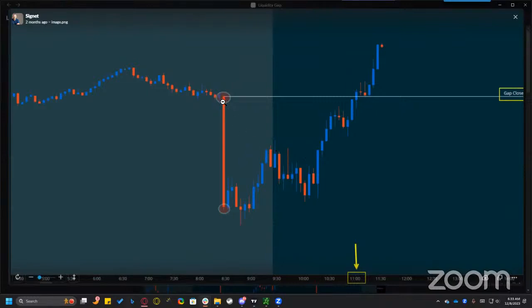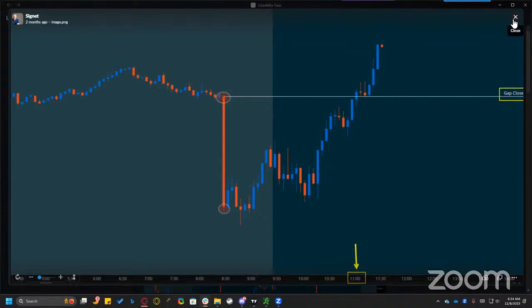So I'm going to show you what we don't want in other pictures. In this one, this is a textbook classic perfect example of a gap fill. I highlighted the time because we got back to the gap around 11 o'clock. It was a single directional candle, and then we based. We got through the open and tried to struggle with it a little bit, but we got that gap filled by 11.